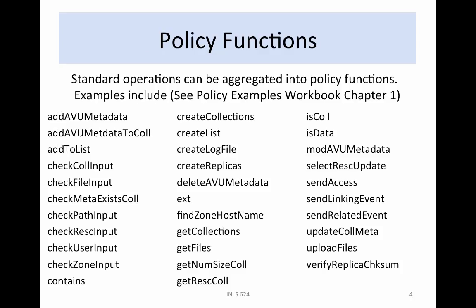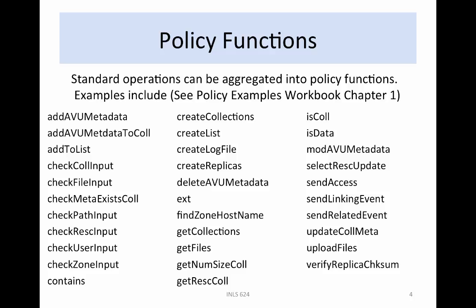Many rules rely upon standard processes for manipulating metadata, verifying input, creating log files and reports, manipulating lists, retrieving information, and creating event information. Policy functions have been created that implement these tasks. They are stored in the rule base and can be called from any rule. The policy functions, their input and output parameters, and usage examples are given in the Policy Examples Workbook, Chapter 1. A set of 32 policy functions is listed here.